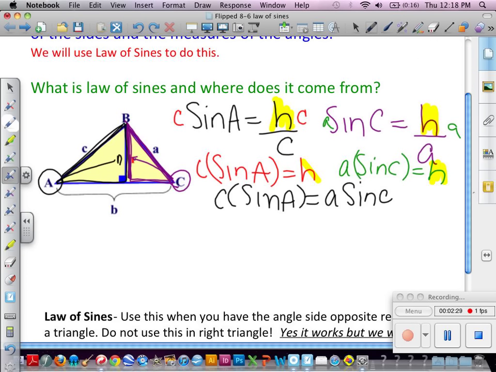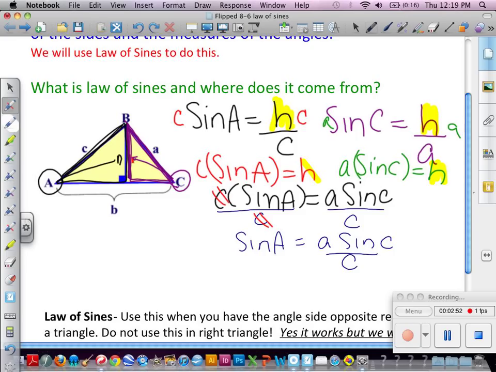What I'm going to do next is divide by C. That way the C's cancel each other out. So now I get sine A equals A sine C over C. I'm going to get that A under the other side, so I'm going to divide by A. A's cancel. So now I have the sine of A over A equals the sine of C over C.